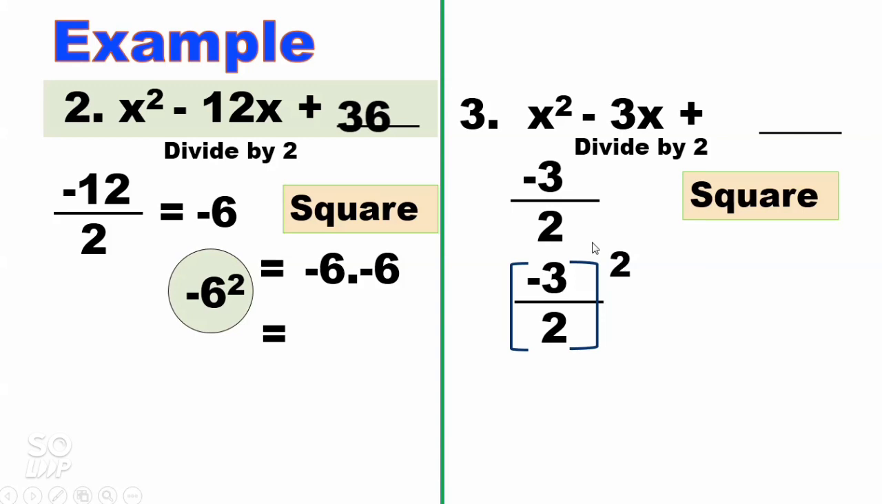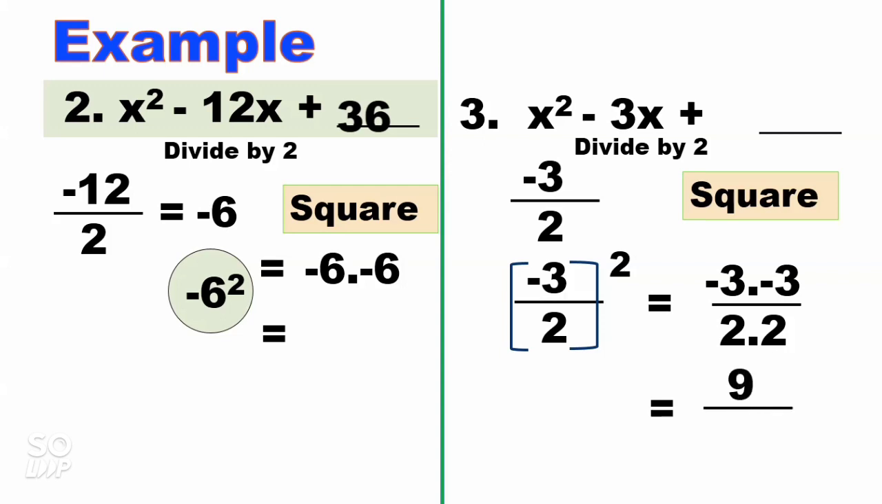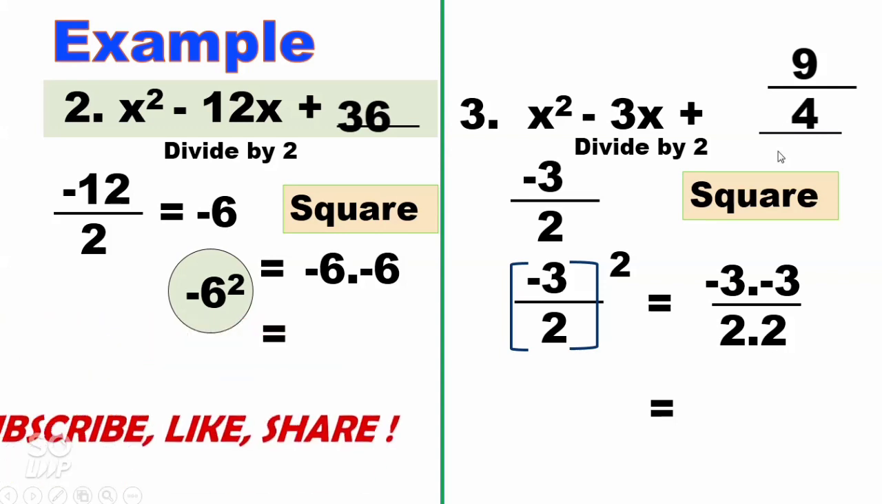Okay, square. And it is equivalent to negative 3 times 3 over 2 times 2. Okay, next, negative 3 times negative 3 equals 9. Over 2 times 2 equals 4. Okay, so yan yung idadagdag nating number para maging perfect square trinomial, which is 9 over 4.